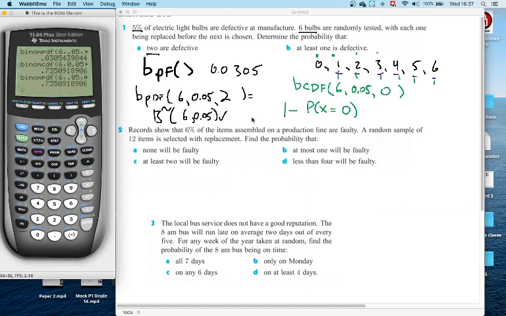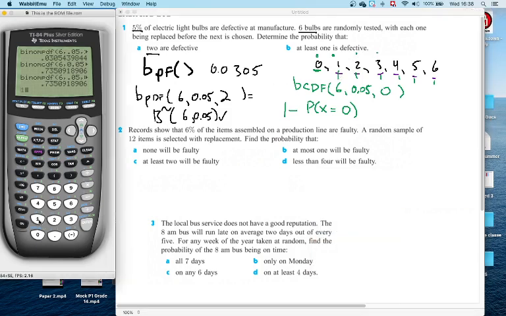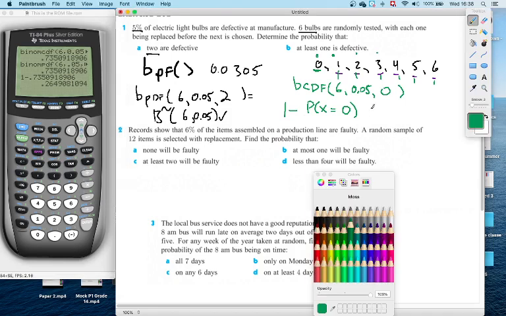There we go. Perfect. And now to finish off the question, that gives me the probability of getting 0 defective light bulbs, but I want the complement of that, which is 1 through 6. So if I go 1, subtract this amount, and press enter, there's our probability of getting 1 to 6.